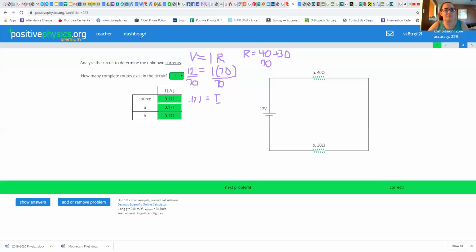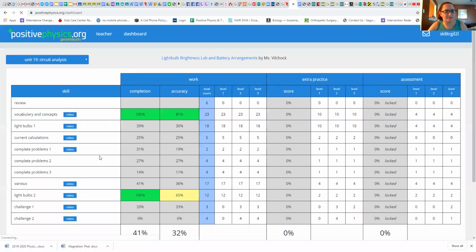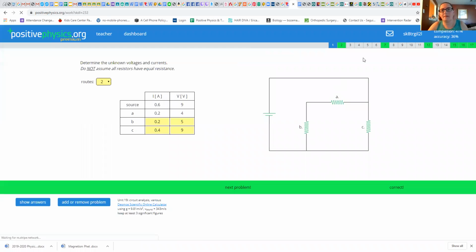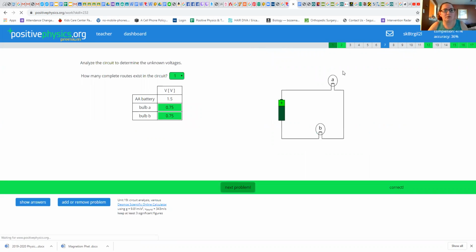Okay, I'm going to go back to the dashboard. Take a look at various. Okay, the questions I had were 7. So analyze the circuit to determine the unknown voltages. Okay, so how many complete routes in the circuit? Okay, this is series, so it is going to be one route around here.